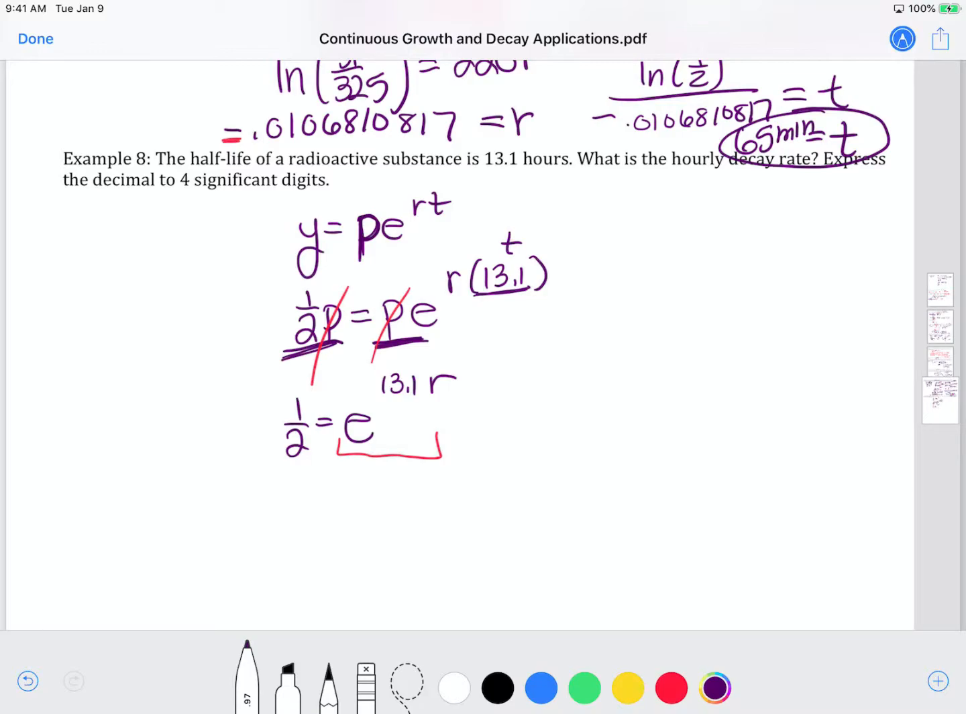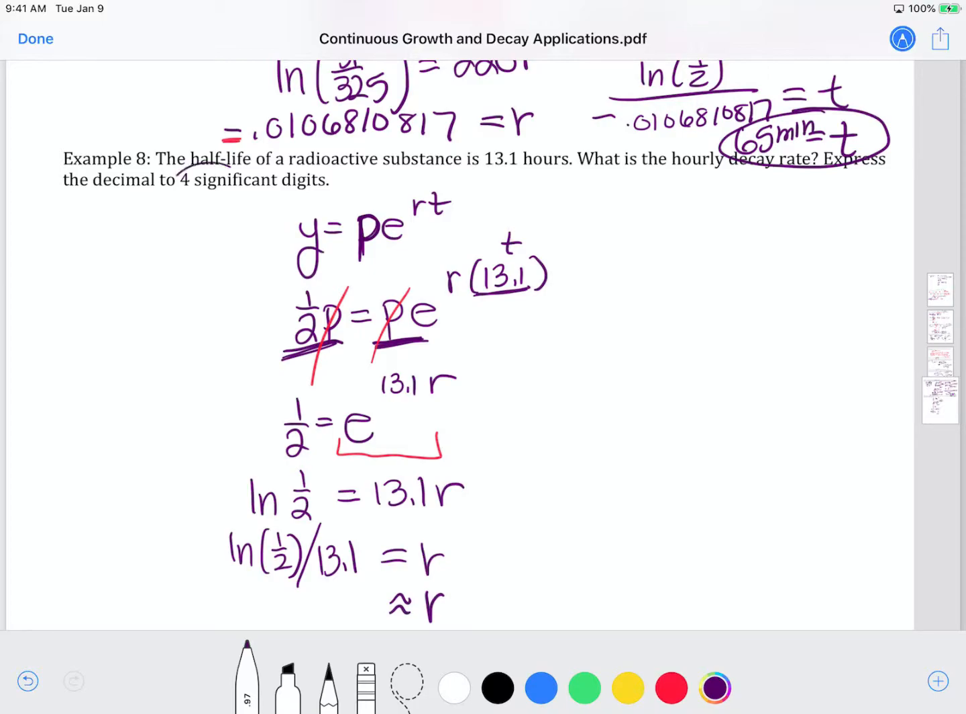Since it's base e, I can write this as natural log of 1/2 is equal to my exponent, which is 13.1r. So then to solve for r, I just have to divide both sides by 13.1. So in my calculator, I'm going to do natural log of 1/2 and then take that answer and divide by 13.1. When we do that, we get an approximate value.